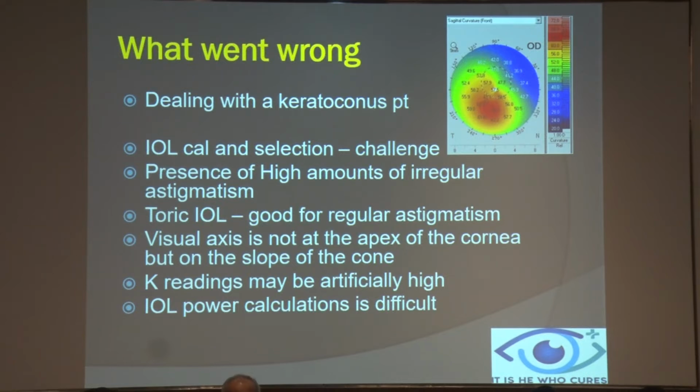These keratoconic patients have a high amount of irregular astigmatism. So putting a toric IOL is good as long as we are dealing with a regular astigmatism or a mild to moderate keratoconus, but if the keratoconus is slightly advanced, then you should avoid these lenses. The visual axis is not at the apex of the cornea. As we all know, it's on the slope of the cornea, and therefore we get artificially high K values, and therefore the power calculation can go wrong.